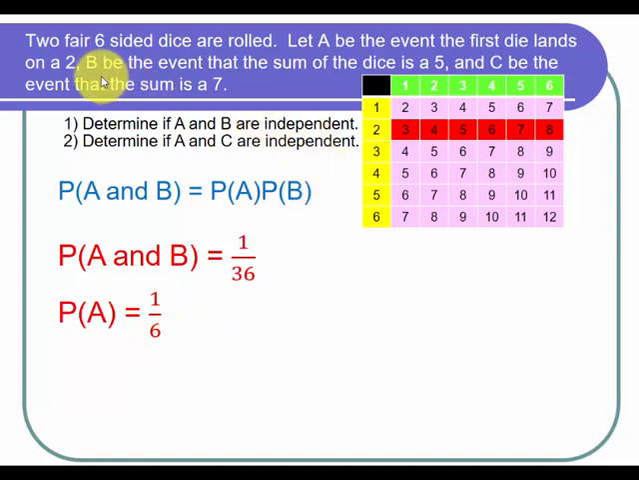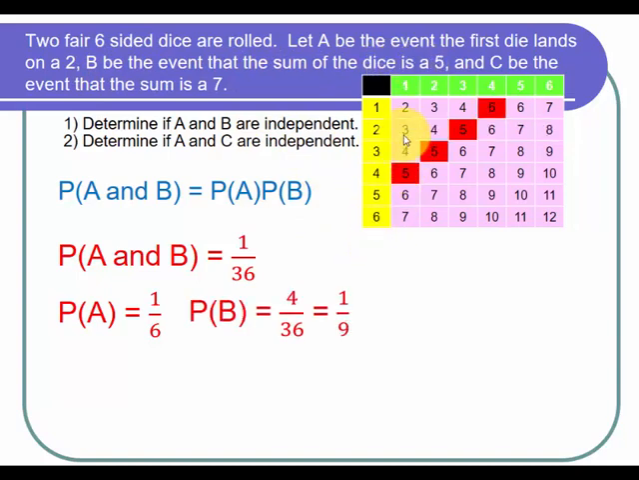Now let's find the probability of B, that the sum of the dice is a 5. So now in our table, notice we can get a 1 and a 4. That makes a 5. We can get a 2 and a 3. 2 plus 3 is 5. We can get a 3 and a 2, or a 4 and a 1. And we count. There's 1, 2, 3, 4 of those out of the same 36 total. And then 4 out of 36 reduces to 1/9. So the probability of B equals 1/9.